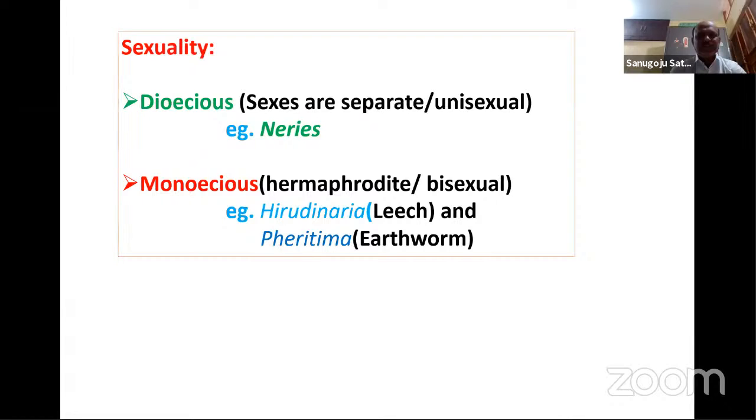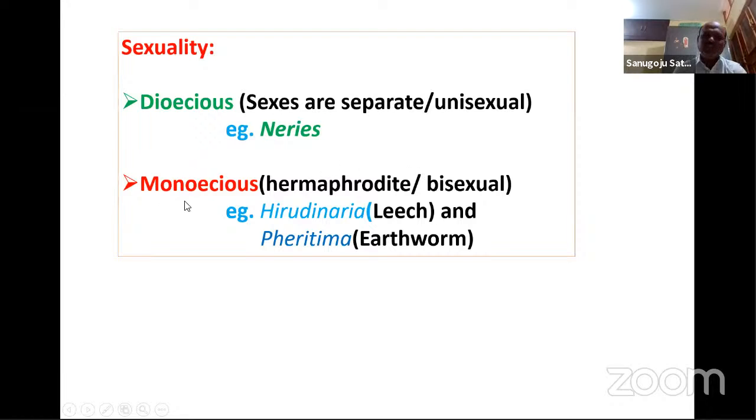As far as sexuality is concerned, these are dioecious and monoecious. Dioecious means sexes are separate, unisexual. An example is Nereis, a polychaete in which sexes are separate, unisexual. Two sexes are separate, two individuals are there. Whereas in Hirudinaria and Pheretima, the sexes are not separate, they are bisexual.